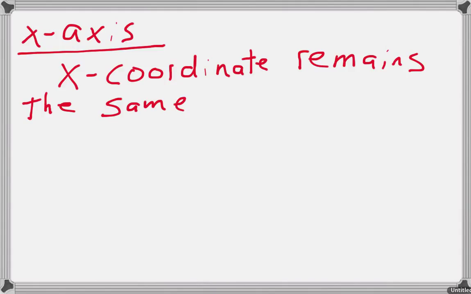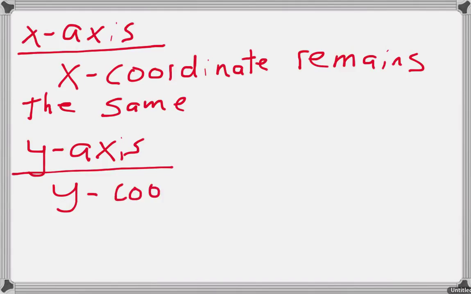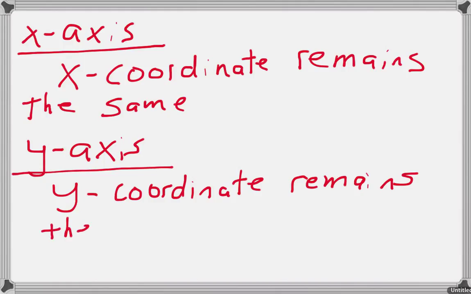And same thing for the y-axis. If there's a reflection off the y-axis, the y-coordinate remains the same. It'll stay the same. So no matter what, whichever axis you're going to use is like a mirror reflection. It's all about the points. It goes back to what we talked about when we were discussing translations.